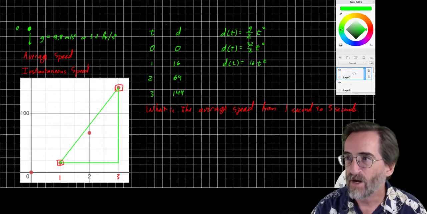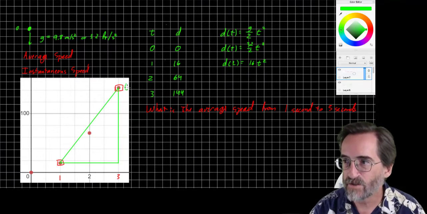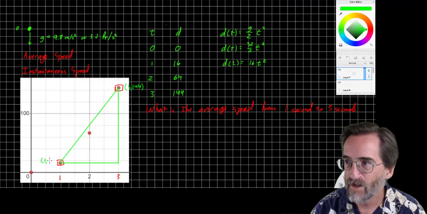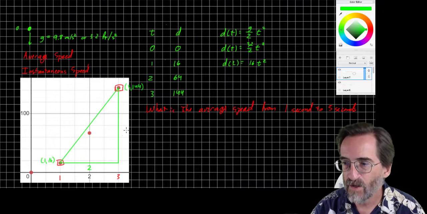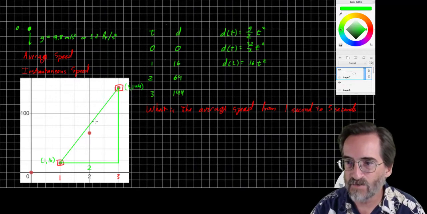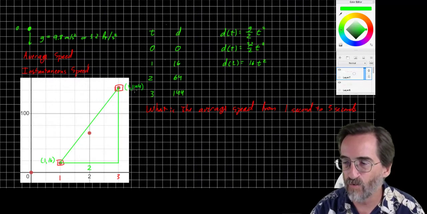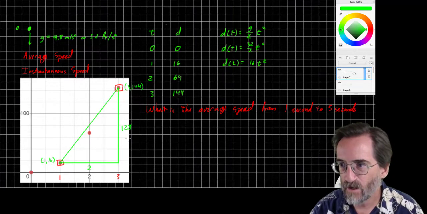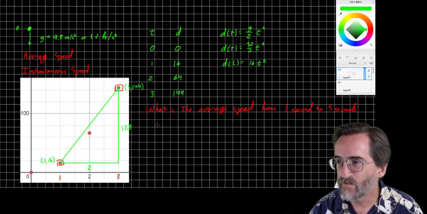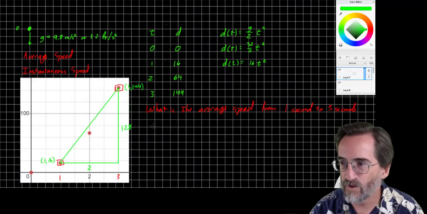Okay. Now this point here is 144. This point here is 16. So the width from 1 to 3 is 2, and the height is 144 minus 16, or 128. So the average rate of change, then, here's the formula for the average rate of change, the average speed.